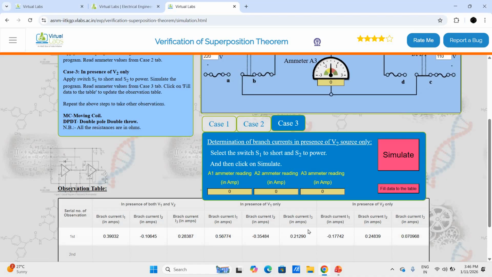Now we'll fill this data into the table, and now all three cases' readings are here. From this it is clear that, suppose we have to calculate the branch current I1. It is the algebraic sum of the response to one source, that is V1, 0.56774 ampere, and the response when only the other source is present, that is minus 0.17742. So if we consider the addition of this I1 and this I1, it will be equivalent to the current when both the sources are present.